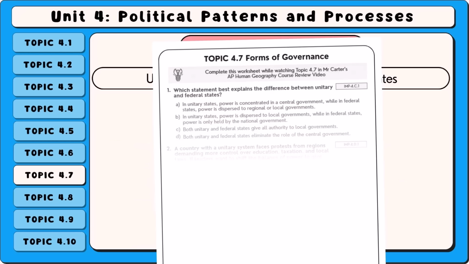That's it for topic 4.7. If you're following along with the study guide, check your answers for this section using the answer key before moving on. And when you're ready, we'll move on to topic 4.8.